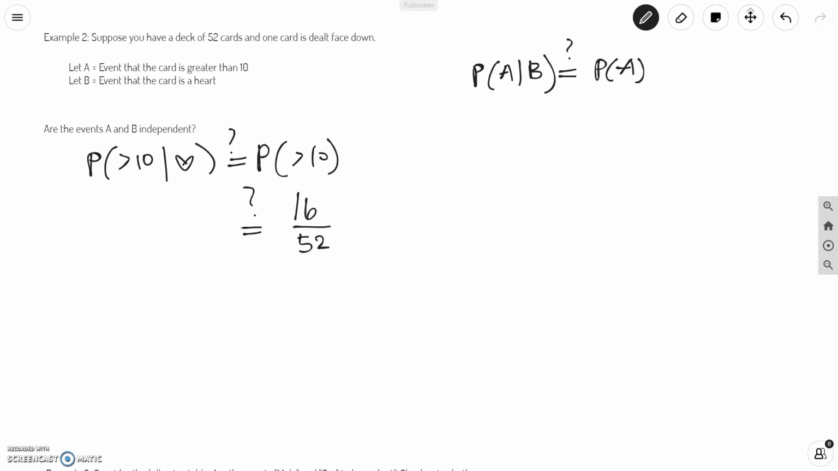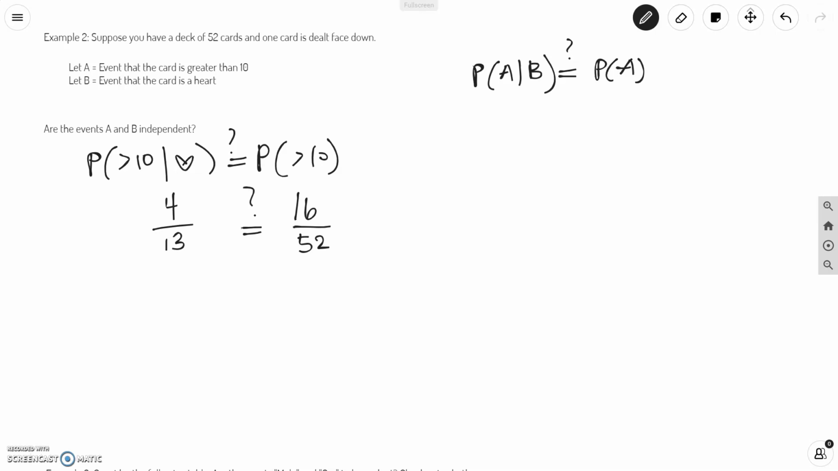Now the probability of being greater than 10, given that the card is a heart. Since we have this restriction that the card has to be a heart, our denominator must be the total for hearts. There are 13 total hearts in a deck of cards, so that becomes our denominator. Out of the 13 cards, how many of them are greater than 10? Here we have Jack of Hearts, Queen of Hearts, King of Hearts, Ace of Hearts. So that's 4 cards that are greater than 10, given that they are hearts.